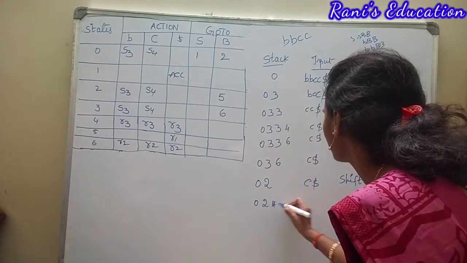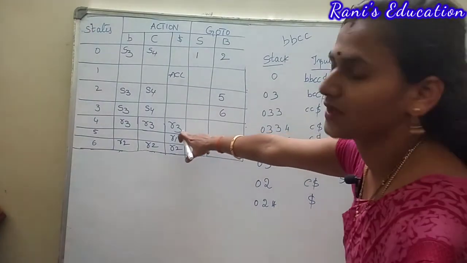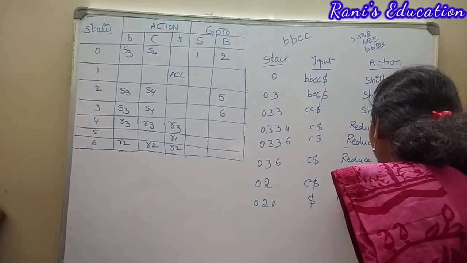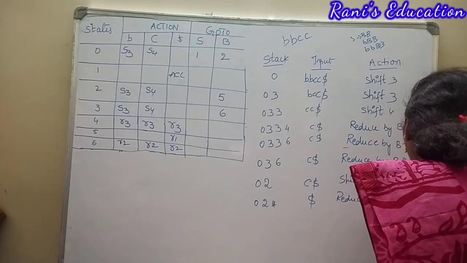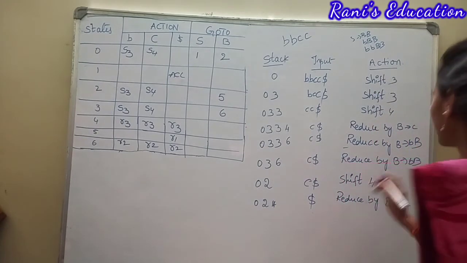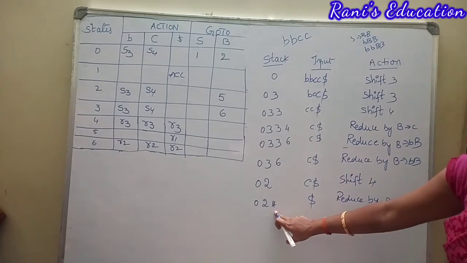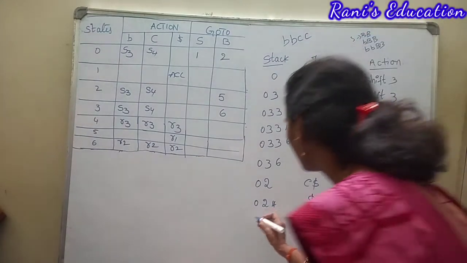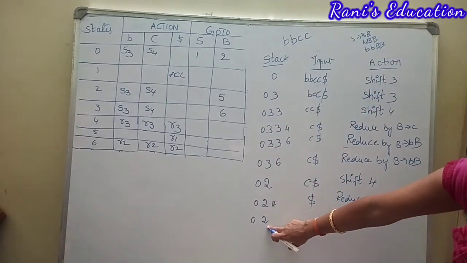Now the string contains only dollar. What is 4 with dollar? R3. What is R3? Reduce by B derives C. That is R3, right? How many symbols are there in the RHS of this reduced production? Only one symbol. That means we need to pop only one symbol from this stack. Now the stack becomes 0, 2. Now the top of the stack is 2.